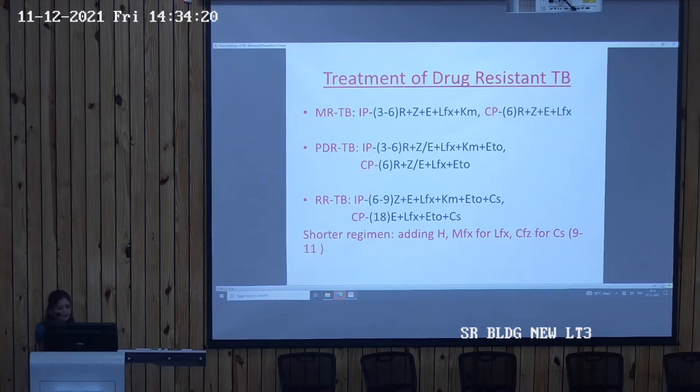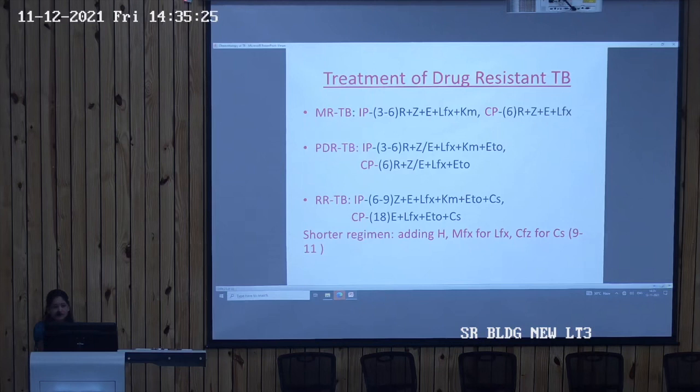Now there is mono drug resistance TB, that is MRTB. So mono drug resistant TB intensive phase is for 3 to 6 months. That is based on the sputum negativity rate. You will examine at 2 months, 3 months, 4 months, and then you will extend it accordingly. So intensive phase, you have 6 drugs and 4 drugs are there in the continuation phase for 6 months, and that is for 3 to 6 months intensive phase.